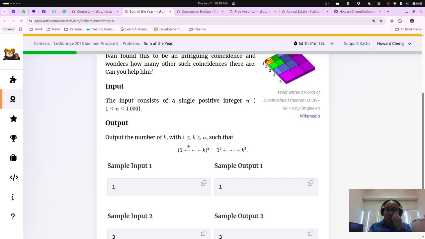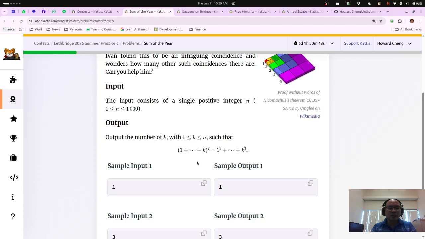Now, because the numbers are so small, all you have to do is just basically try them all. Add up 1 to k, square it, add up the cubes, and see if they're the same. If you want, you can even do this incrementally. So instead of adding from 1 to k every single time, you can add from 1 to k, and then when you move to the one bigger k, you just have to add one more. You don't have to start the whole sum from scratch again.